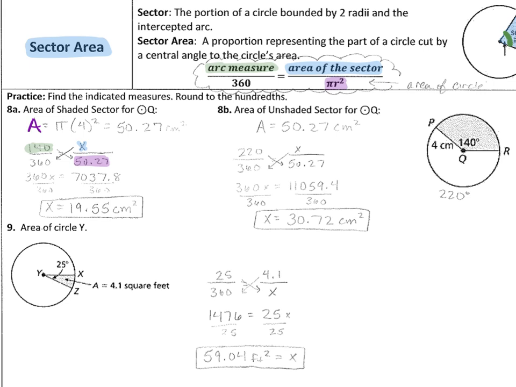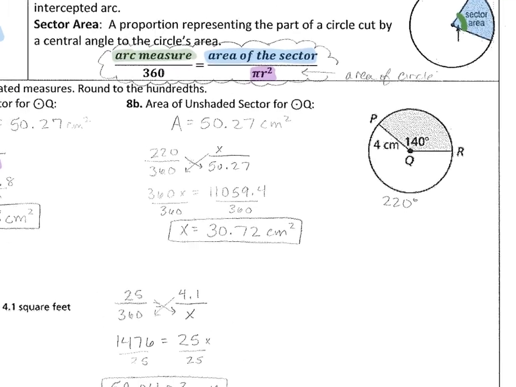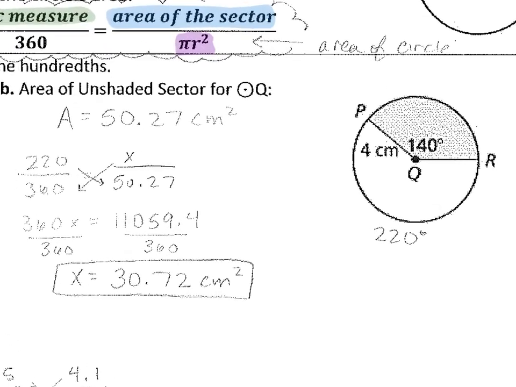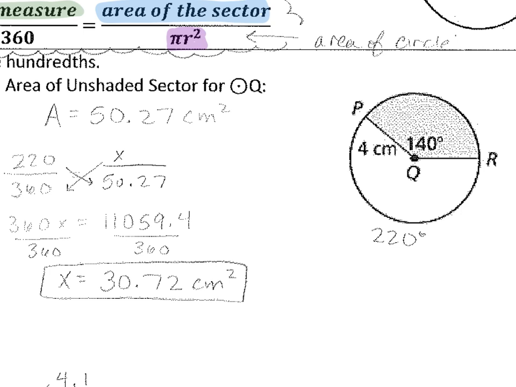For part B though, you're going to see questions like this that say, find the area of the unshaded sector for circle Q. Before I wrote it on there, did we know the arc measure of this unshaded region? Was it listed there? I mean, I wrote it, but no, you have to figure it out. How did I know that this is 220 degrees?